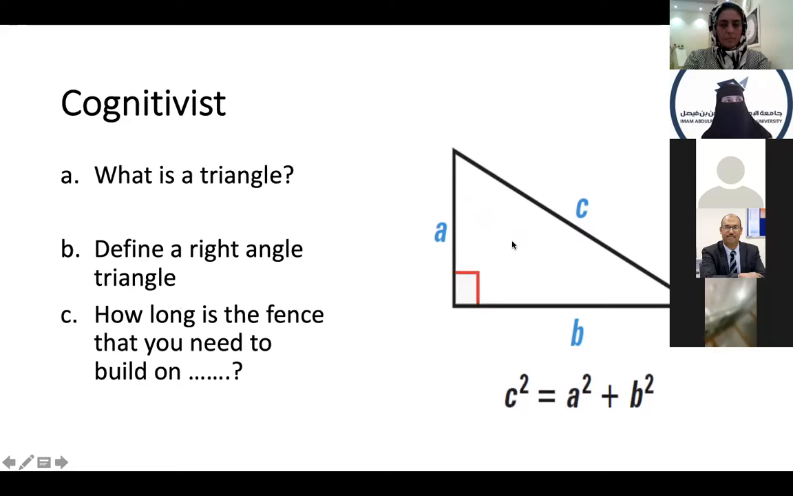They give them an example, they give them a problem. Like you have a fence, you have a triangle-shaped lawn and you need to build a fence on this side. So how long should it be if you know this side and this side and this? So it is like treating the brain as a problem solver, as a computer.